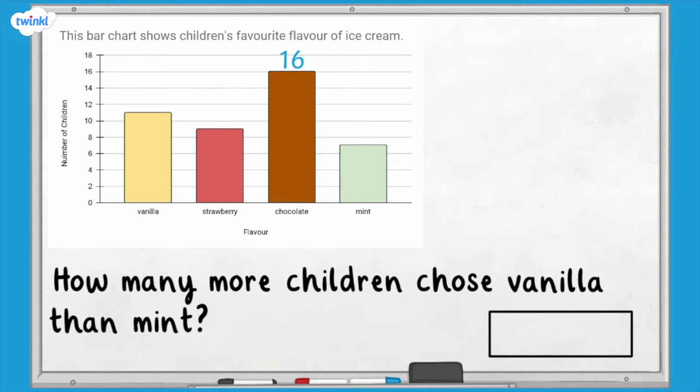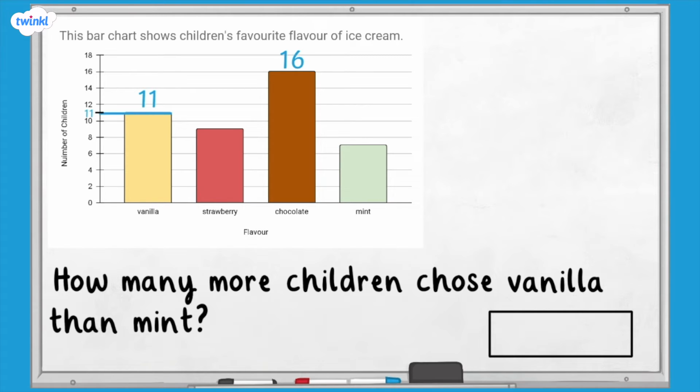How many more children chose vanilla than mint? As we are comparing two bars, we first need to find out the totals of each of the bars. We can see that the height of the vanilla bar isn't labelled on the scale. As each interval has a value of 2 and the bar is in the middle of 10 and 12, it must have a value of 11. 11 children chose vanilla ice cream.